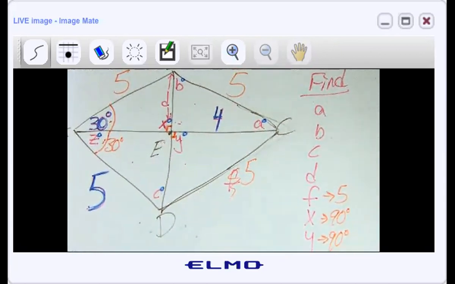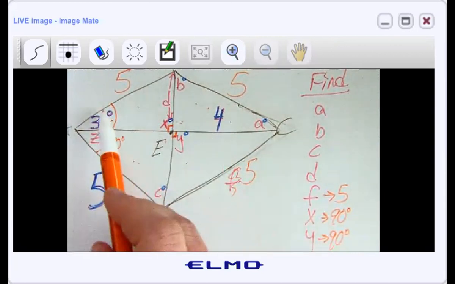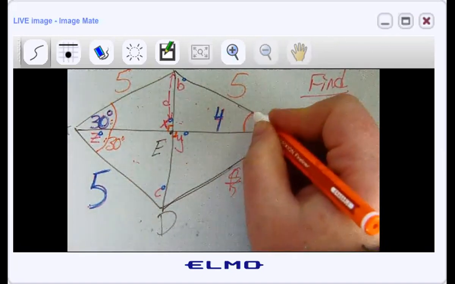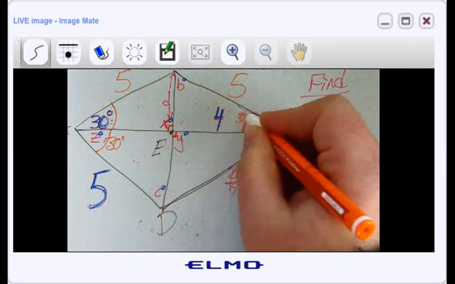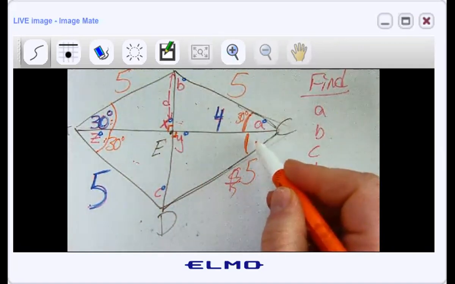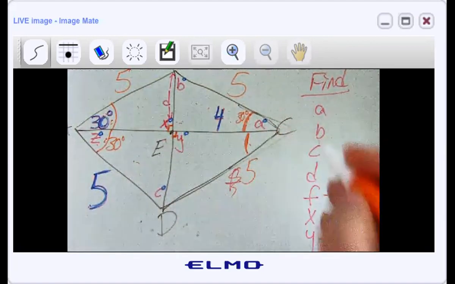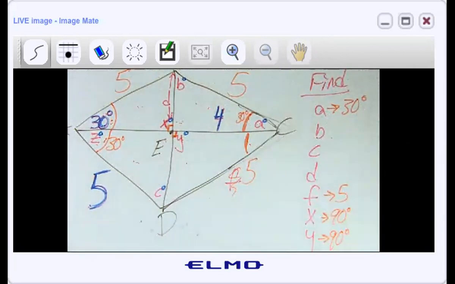Okay, and then remember, since all 4 of these triangles are exactly the same, the angle that matches up with this one is this one. So these are also going to be the same. So angle A is also 30. If I asked you about this angle, it would also be 30. All 4 of these are going to match. So now I have angle A is 30.